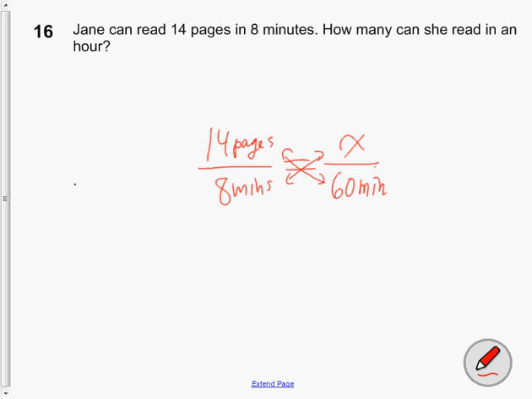So I'm going to multiply across 8 and x to get 8x in an algebraic equation. Multiply the other way, 60 times 14. Well, I can do that in my head. 60 times 10 is 600 plus another 240. That's 840.